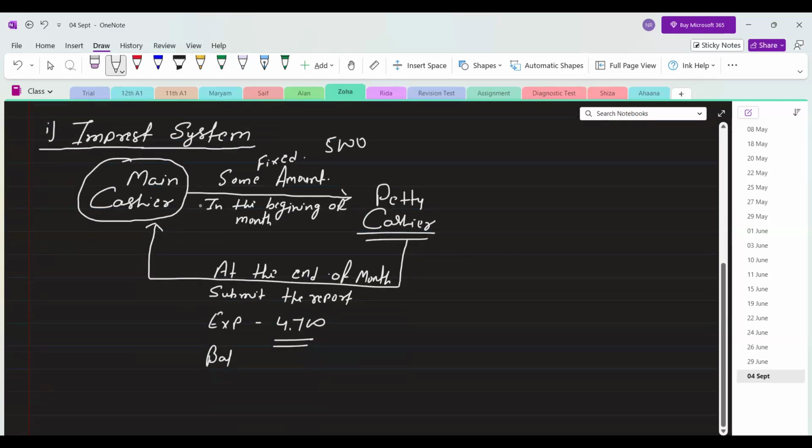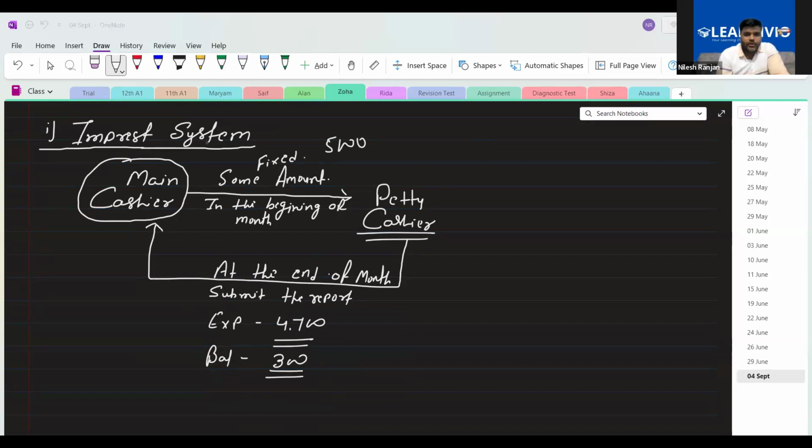The fixed amount given by the main cashier to the petty cashier is 5,000. The petty cashier submitted the report that he had spent 4,700. So the balance is 300. So he will submit the report, all the expense details and this balance detail also.